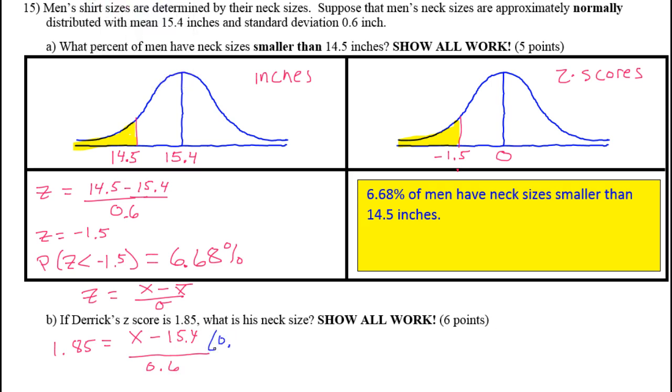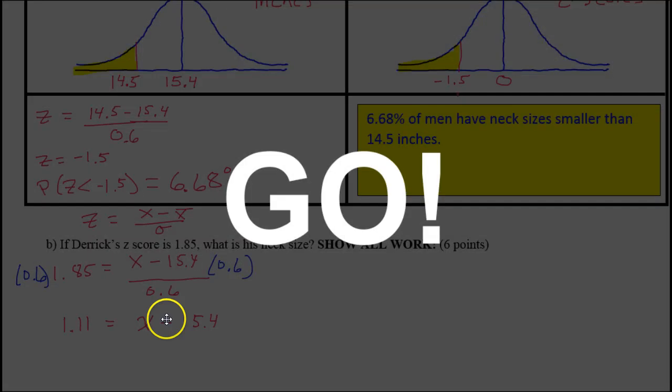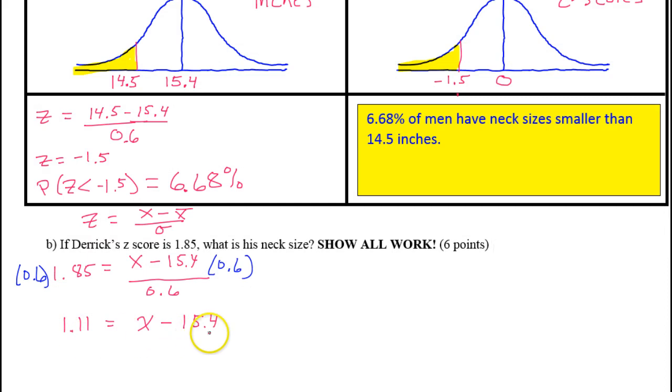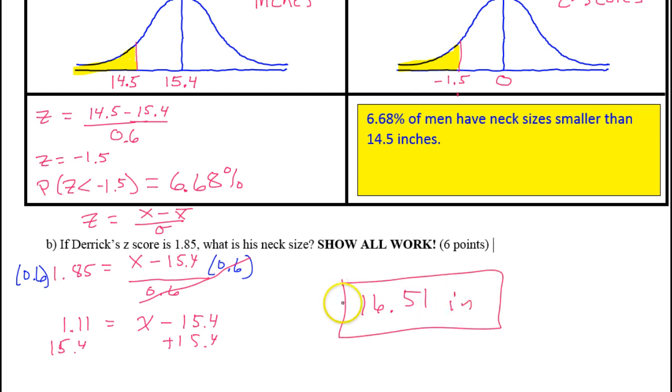And we will do that by multiplying by 0.6 on both sides. So that gives you this. These cancel each other out, so I'm just left with this. This times this gives you this. And of course, I'm going to add 15.4 to both sides. That's going to give me, looks like, 16.51 inches. So that is Derek's neck size.